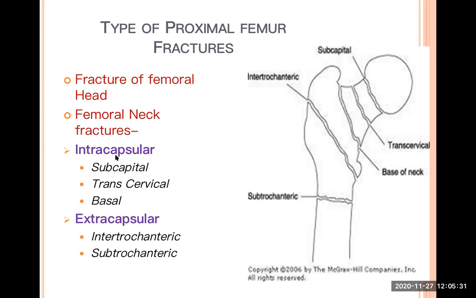And look here, they're roughly divided into two types: intracapsular and extracapsular. Now, intracapsular is again divided into three types: subcapital. Capital means head, so just below the head is subcapital. Transcervical, right at the center or middle part of the neck. And basal, the basal part of the neck. Very easy classification. So this is intracapsular. Why is it called intracapsular? Because they are still occurring inside the capsule of the hip joint.